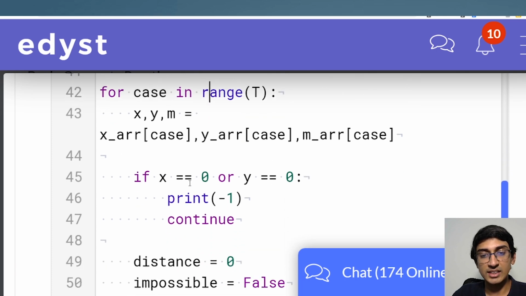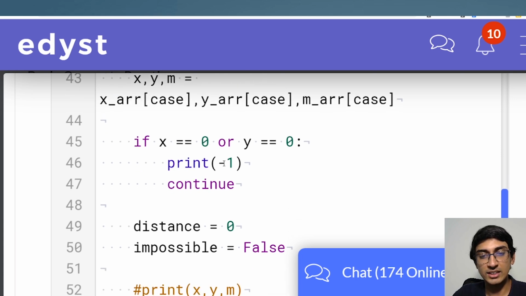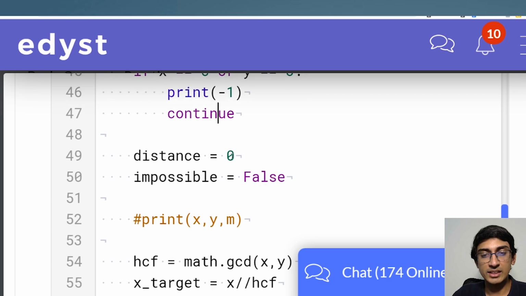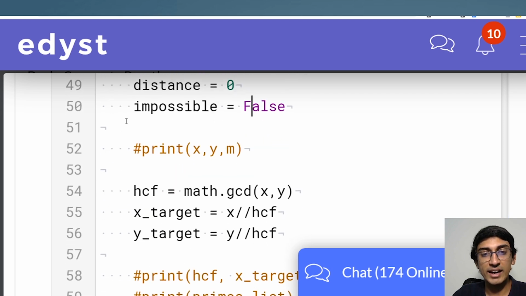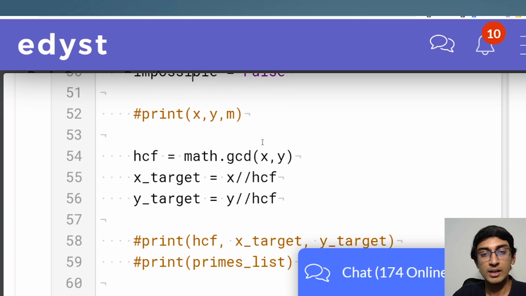For each test case, if x or y is 0, then you just print -1, because whatever you do, it's never going to come to 0. You can't divide anything and just get to 0. This is not a case that's there, but I just wrote it in any case. Then initially I take the distance to be 0, and this is a flag that considers whether it's possible or not. This is the main part.